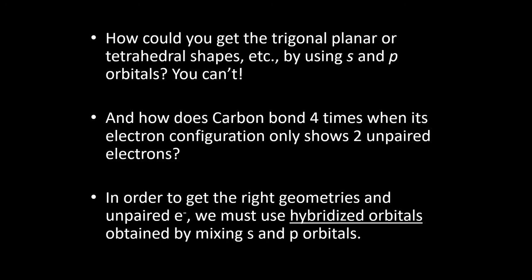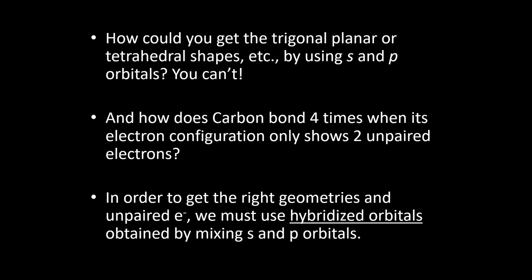The question then becomes, how the heck do we get those shapes that we saw? The trigonal planar, the tetrahedral shapes, and for that sake, the trigonal bipyramidal shape, that weird one. How do we get those shapes? From atomic orbitals.